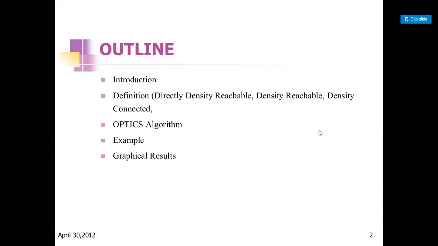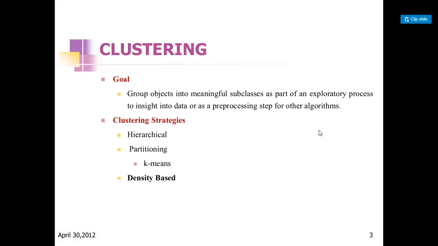In the OPTICS algorithm, OPTICS is a density based clustering technique. This technique is very similar to the DBSCAN algorithm, but it is actually a reformation or advanced form of the DBSCAN algorithm. There is a slight difference between the DBSCAN algorithm and the OPTICS algorithm. Before understanding OPTICS, we must know the basics of the DBSCAN algorithm.